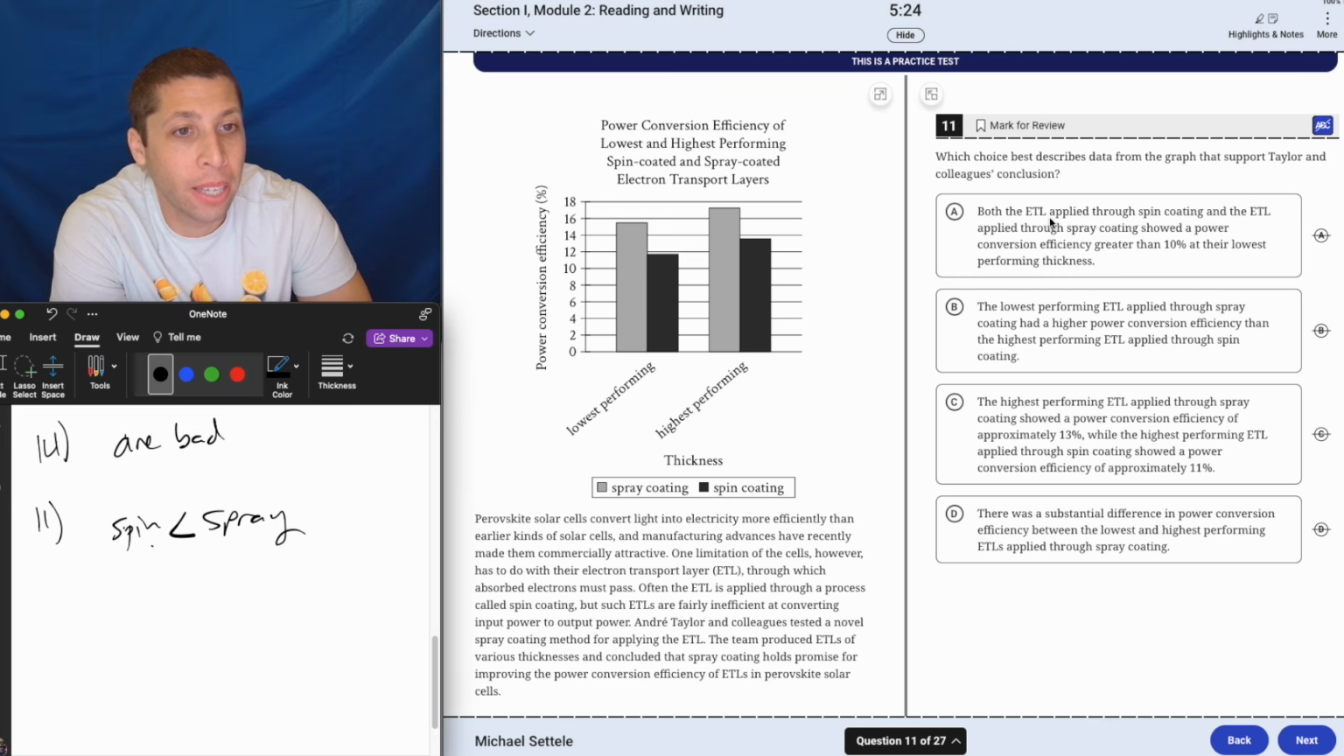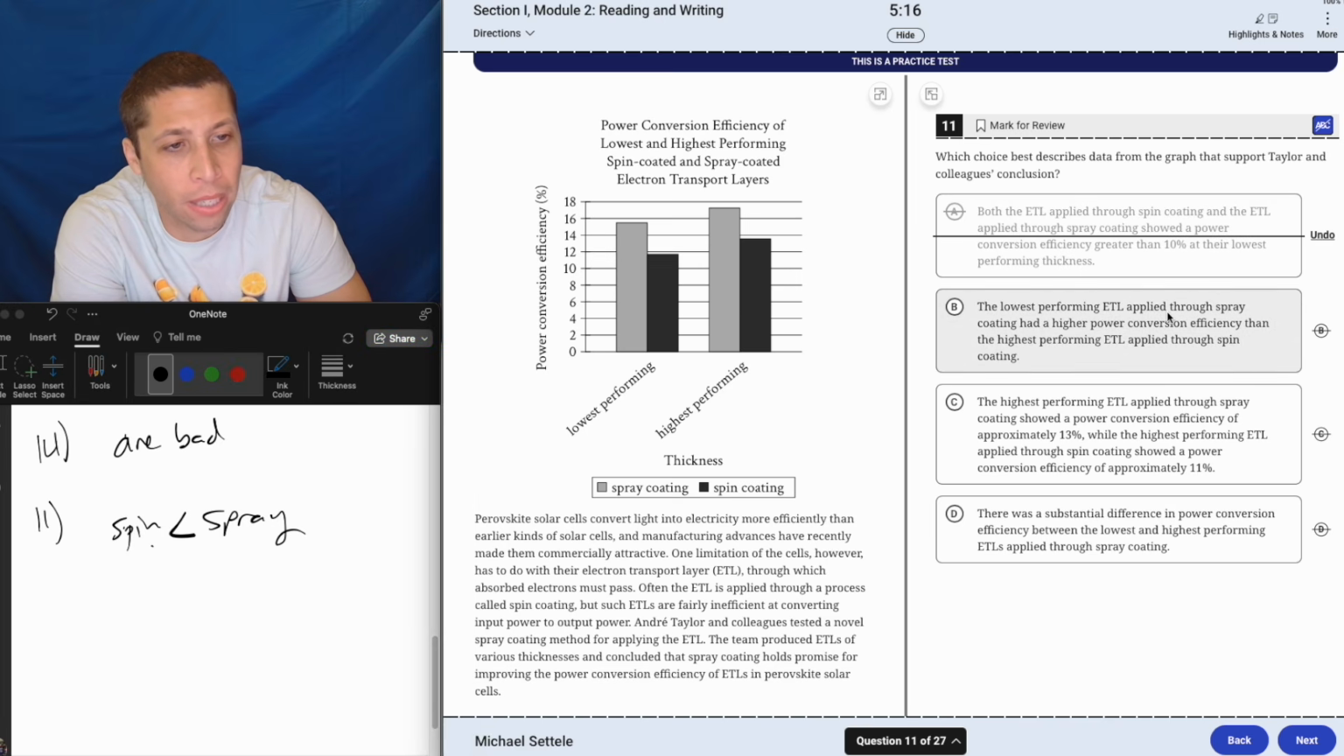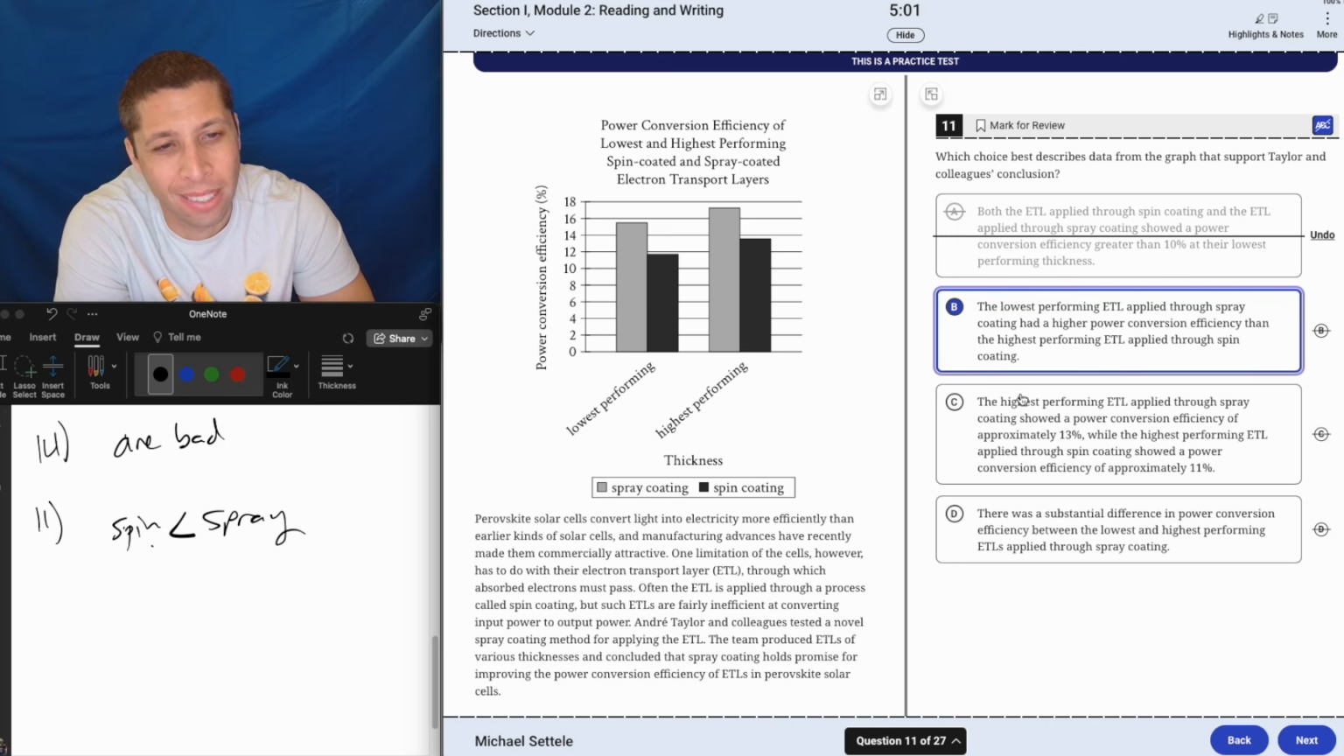Both the ETL applied through spin coating and the ETL applied through spray coating showed a power conversion efficiency greater than. No, I need to contrast the two. The lowest performing ETL applied through spray coating had a higher power conversion efficiency than the highest performing ETL applied through spin coating. Yeah, so the spray is better than the spin even on the highest performing one. That seems good, I guess.